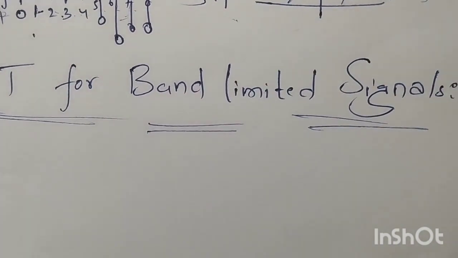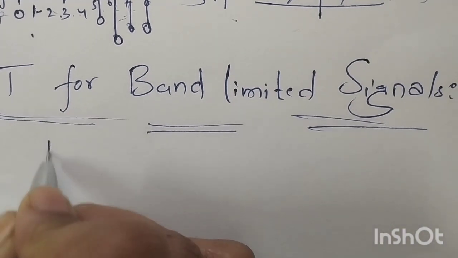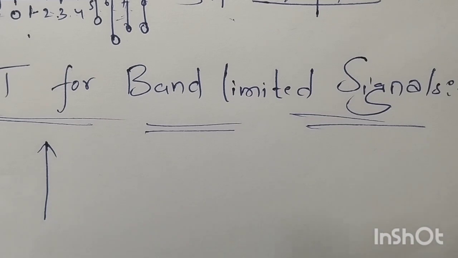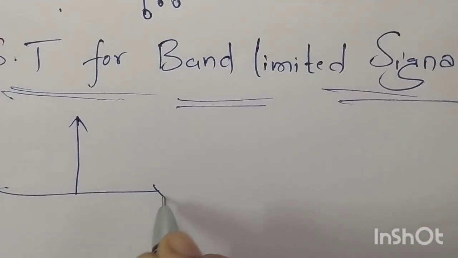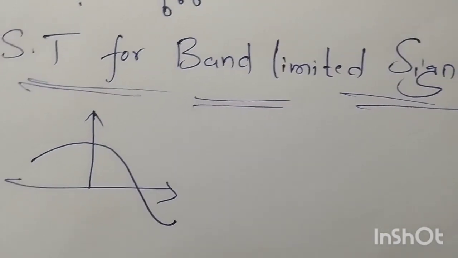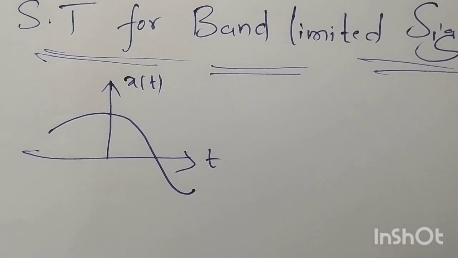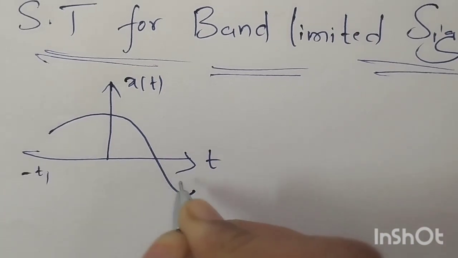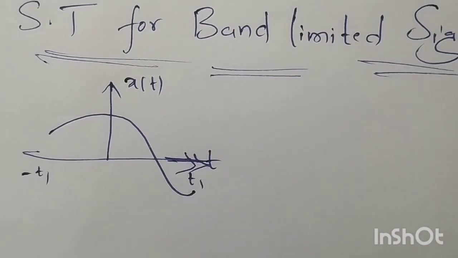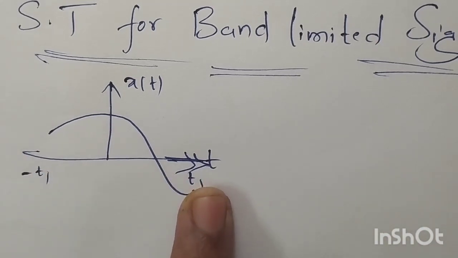Sampling theorem. See here, if any band limited signal having finite energy and band limited to omega. That means, for example, let us take this is our continuous time domain signal x of t, isn't it? Whatever may be the amplitude values, and whatever may be the time limit, from minus t1 to plus t1, that signal is existing.